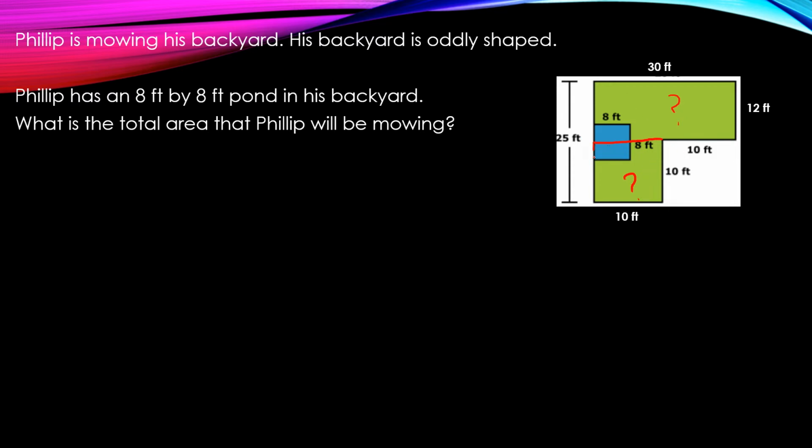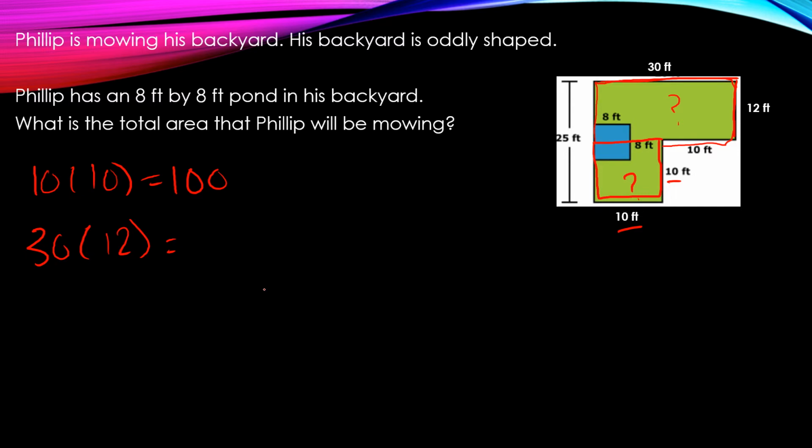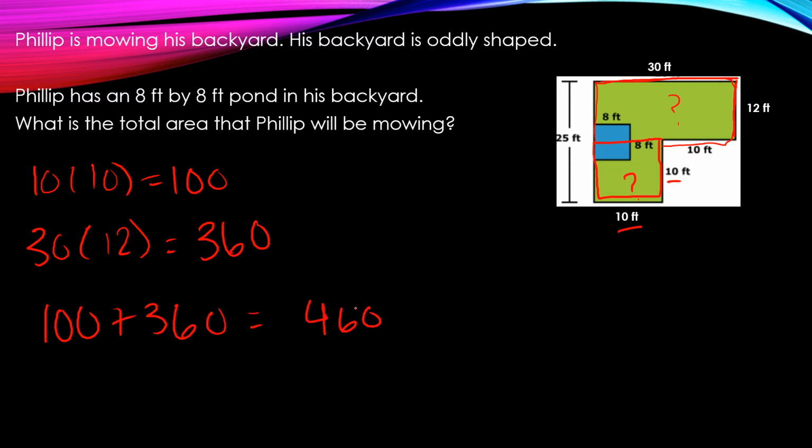If I look at this bottom square here, I would have 10 times 10. That gives me 100. And then when I look at this top rectangle here, I would have 30 times 12. And 30 times 12 is going to give me 360. And then let's add these two together. So 100 plus 360 will give me 460. So that is the area of all of the grass section of that entire backyard.